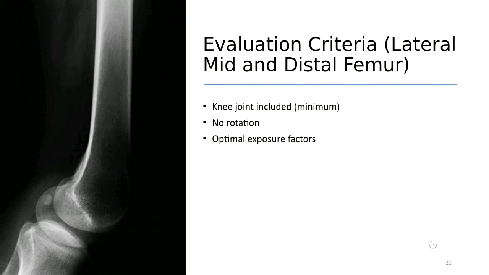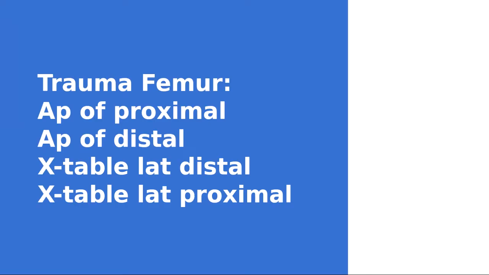Right? And that is a lateral of the distal. And again, that's on page 277. Now, if we have a trauma femur, then the images that we do are an AP of the proximal femur, an AP of the distal femur, a cross-table lateral of the distal, and a cross-table lateral of the proximal.